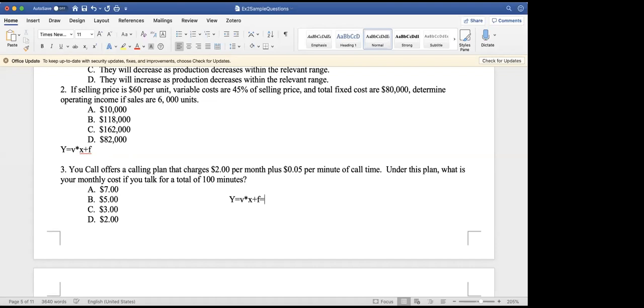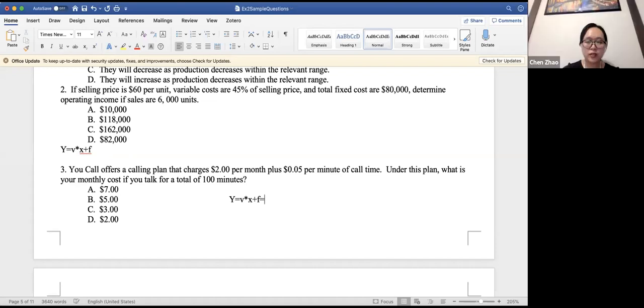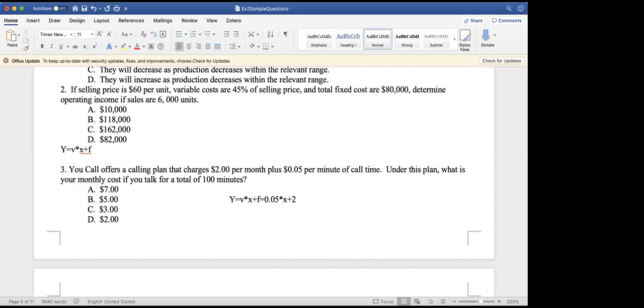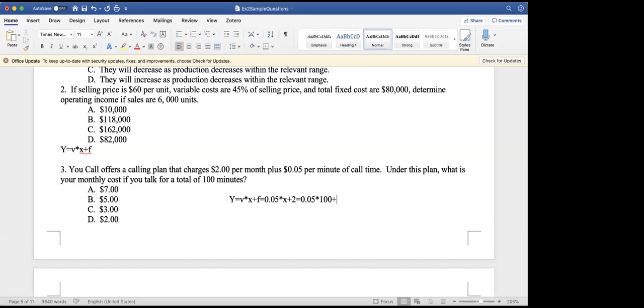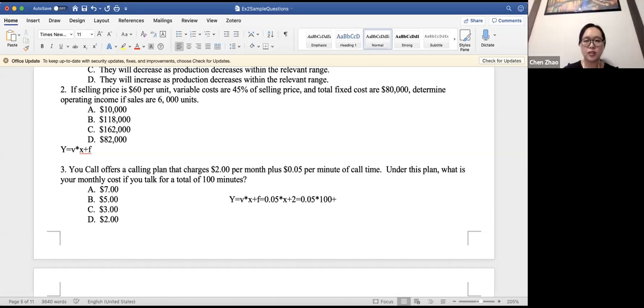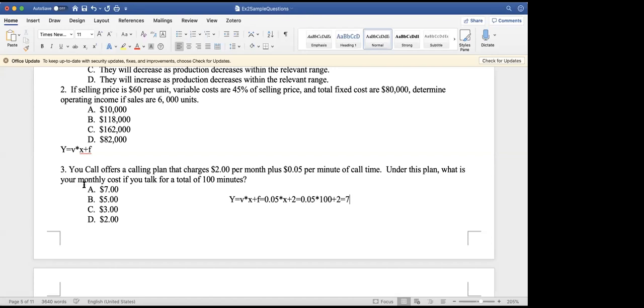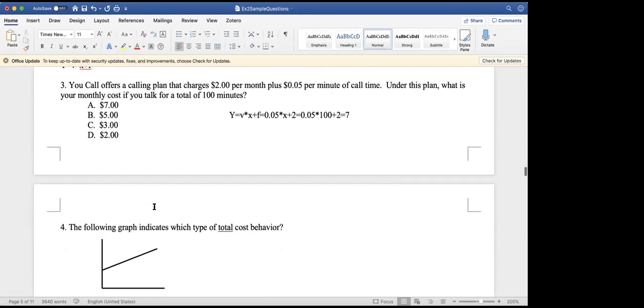What is the V? 0.05. 5 cents, right? Okay, times X, and then what is our F? Fixed cost? $2, correct. And then 0.05. What is our X? 100. 100, yes. And what is our fixed cost? $2, right? And then tell me the answer. 7, yes. Any questions?